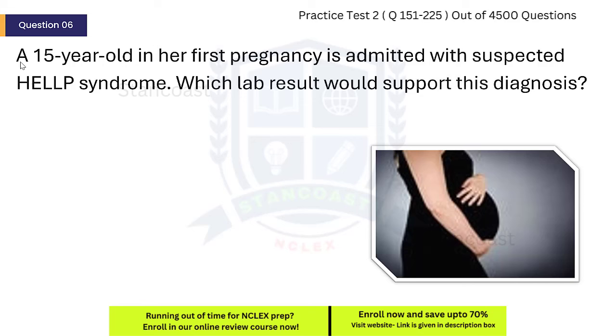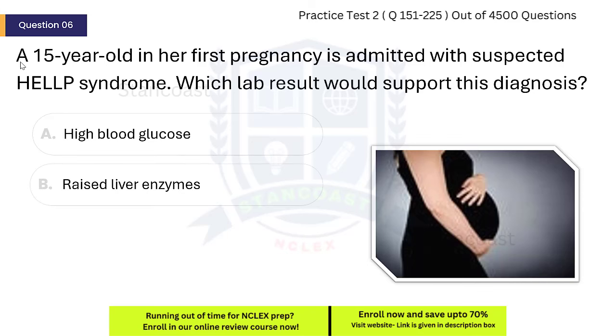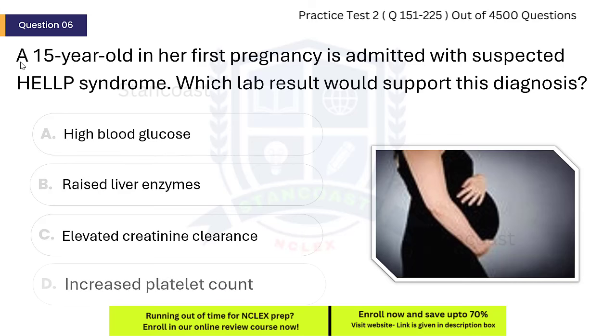A 15-year-old in her first pregnancy is admitted with suspected HELLP syndrome. Which lab result would support this diagnosis? A. High blood glucose. B. Raised liver enzymes. C. Elevated creatinine clearance. D. Increased platelet count. Think about the key indicators of HELLP syndrome. Ready? The correct answer is B.